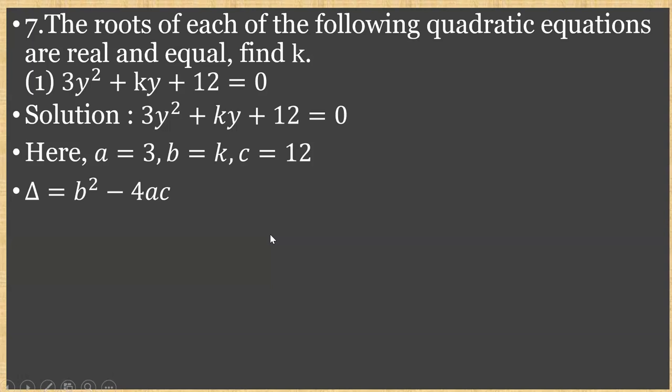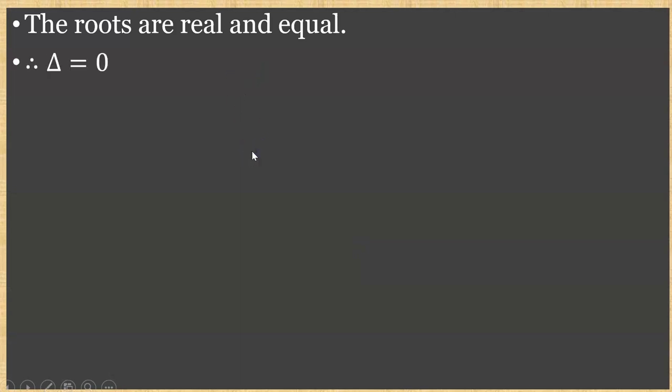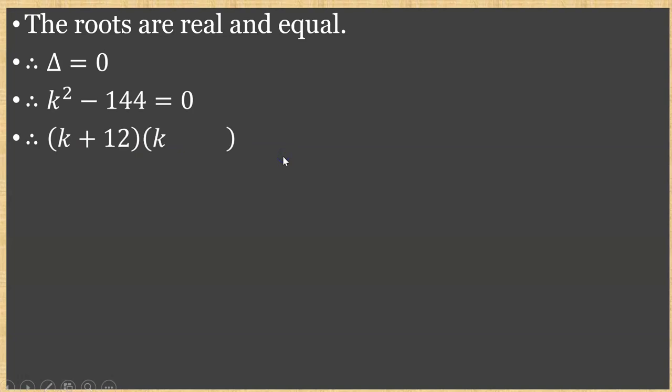पुन्हा फॉर्म्युल्यात व्हॅल्यूज टाकणार. b square minus 4ac, k square minus 4 into 3 into 12, k square minus 4 into 3 into 12, 12 into 12, 144. Okay. Now the next. Roots दिलेत आपल्याला real and equal. Delta is 0. Therefore k square minus 144 is equal to 0.